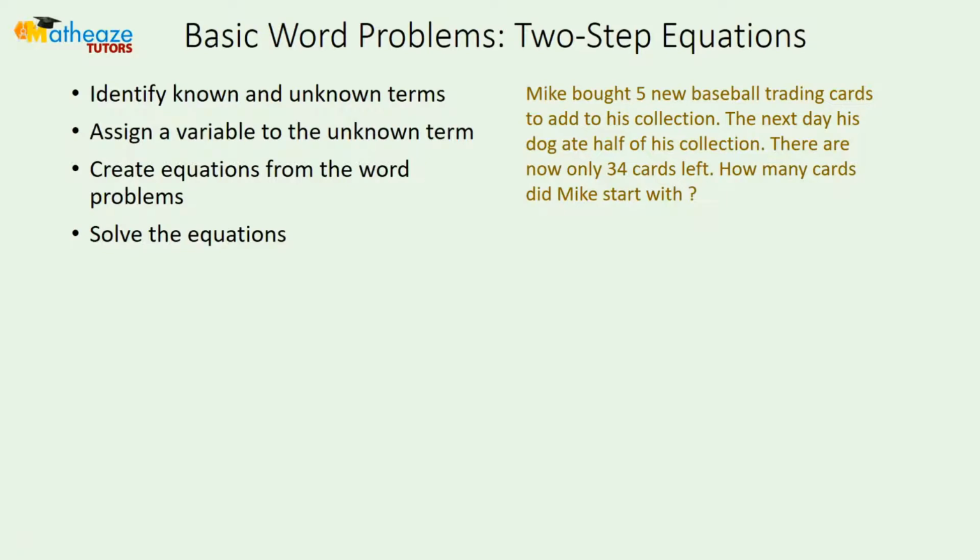So now let's look at this question here. Mike bought 5 baseball trading cards to add to his collection. The next day, his dog ate half of the collection. There are now 34 cards left. How many cards did Mike start with? So we want to know how many cards Mike started with. So let's assign that a variable x. So x is the number of cards Mike started with.